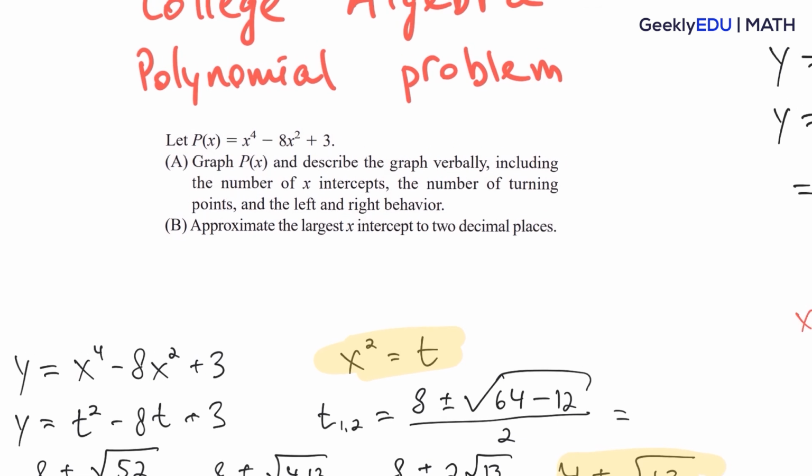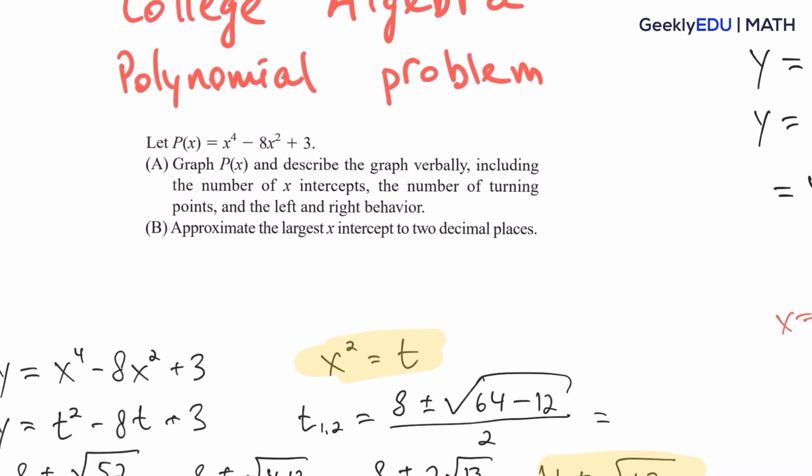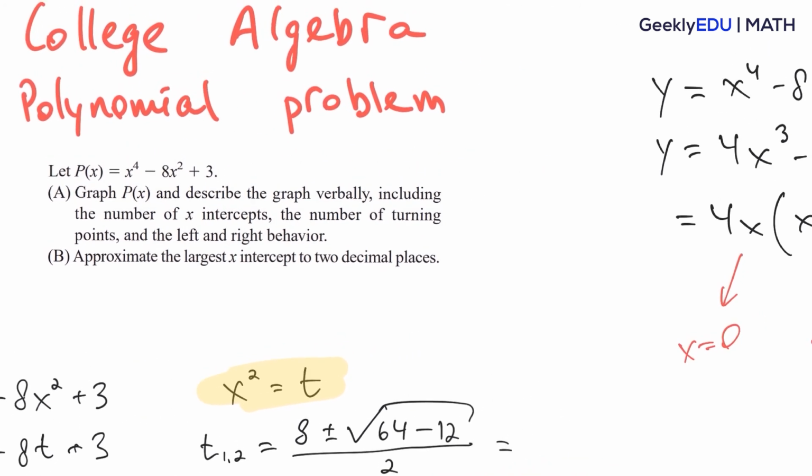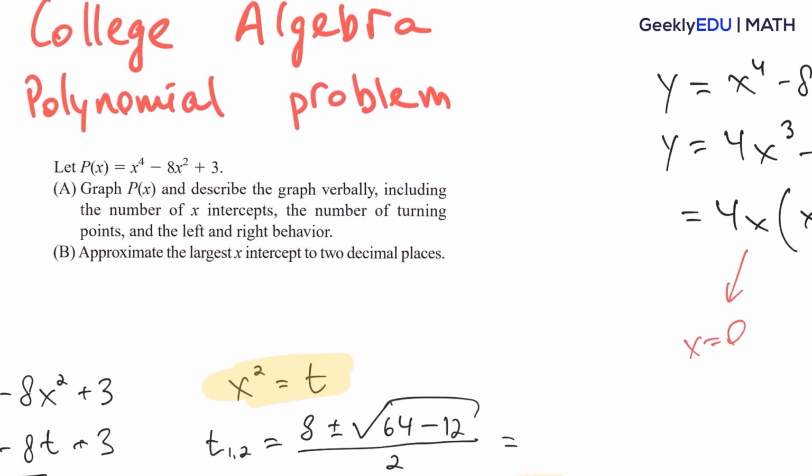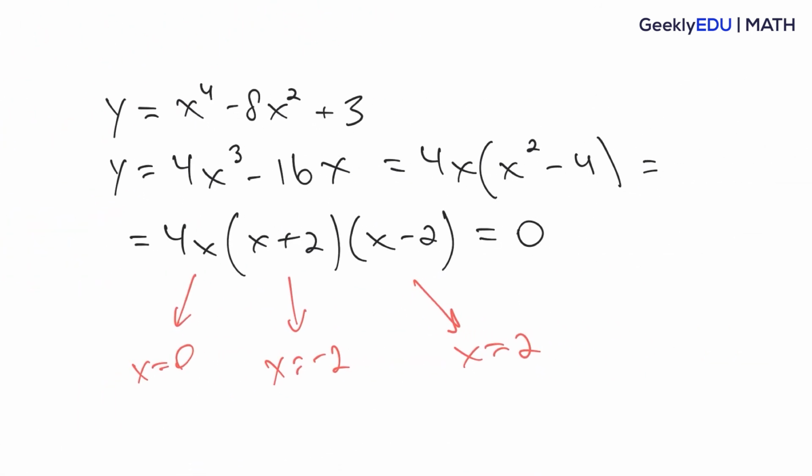And the left and right behavior. What does that mean? That means as x goes to positive and negative infinity, what does y do? Now, that's pretty simple. Because x here is to the 4th power, it doesn't matter if we take a negative number or a positive number, it'll always go to positive infinity, right? So, knowing all that, let's now draw the graph.